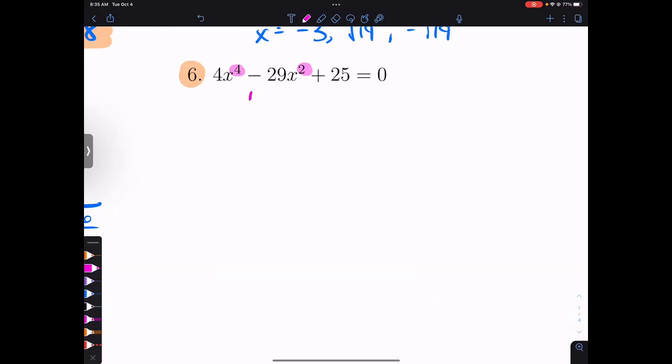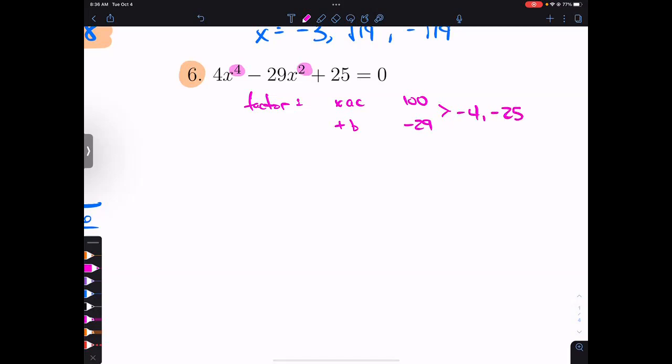If you're going to try to factor, you're looking for 2 numbers that multiply to give you AC, right? So multiply to give you 100, 4 times 25, and add to give you B, which is negative 29. Like I said, it's a little bit more involved. Factors of 100, right? There's kind of a bunch of those. Add to give you negative 29. Turns out negative 4 and negative 25 work.